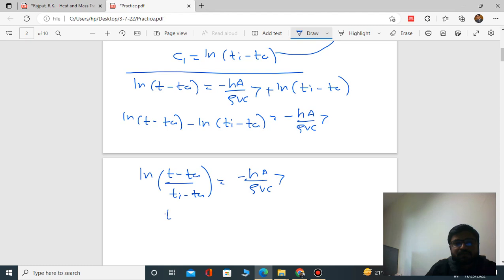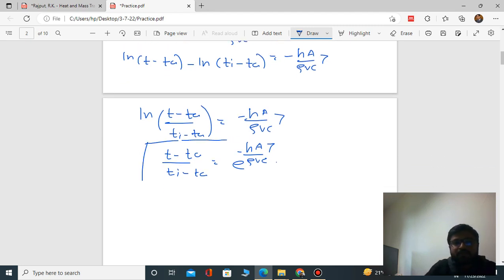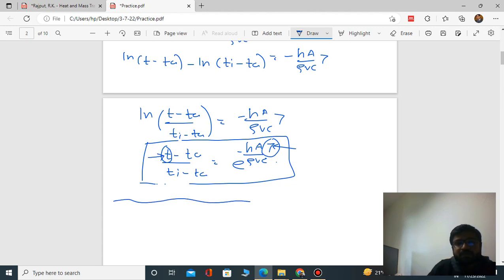So here suppose we want to remove this ln, so Ti minus Ta is equal to e raised to minus Ha tau by rho Vc. Clear? So this will be the equation. Now this is the equation by use of which we can find out temperature according to time. Suppose we want to find out temperature after 5 seconds, after 10 seconds, so that we can find. So here you can see that we will have to replace time, and according to that we can get temperature. So this was about this equation.